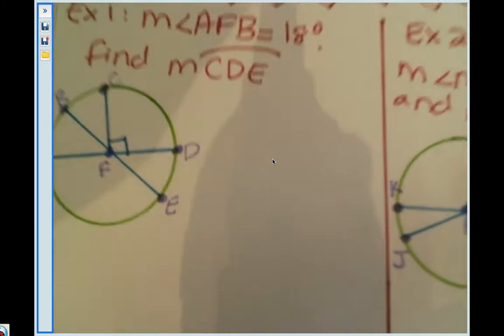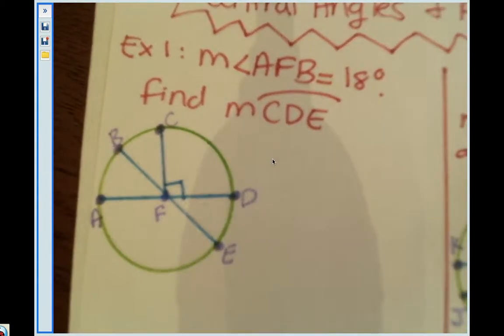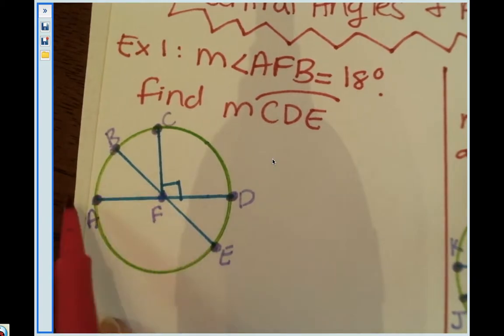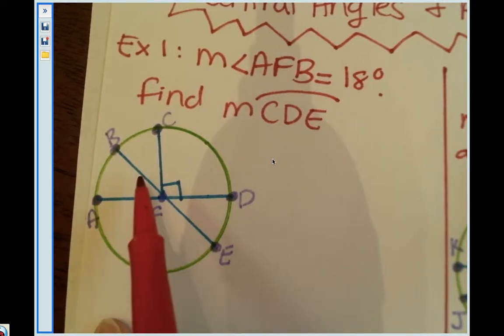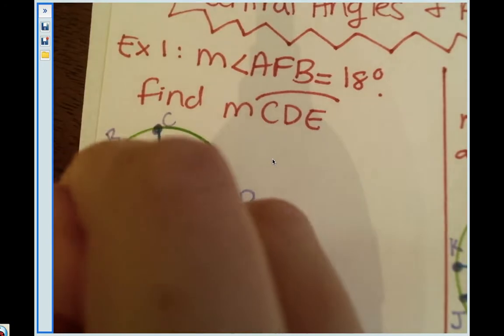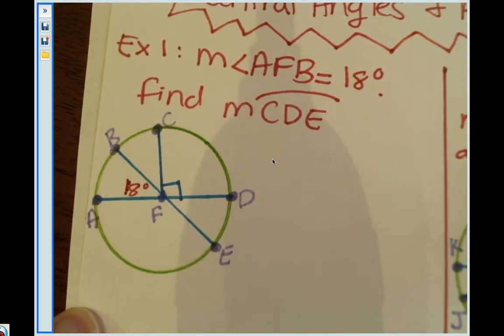Alright, so I'm going to zoom in on example 1 right now. So, example 1, and again, like normal, it's always helpful to label your picture because that will ultimately help you when you're solving. Guys, it says the measure of angle AFB, which is this angle right here, is 18. So I'm going to label that as 18 degrees. Okay, and eventually I want to find the measure of arc CDE.